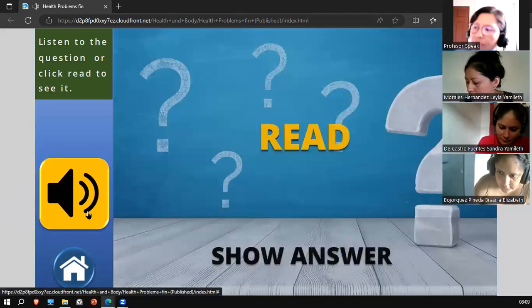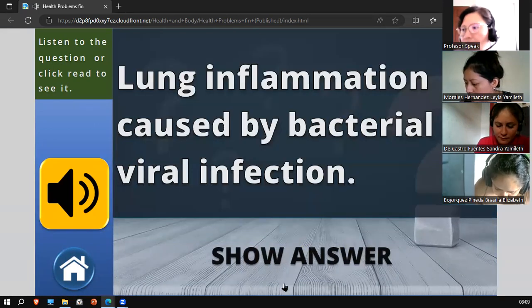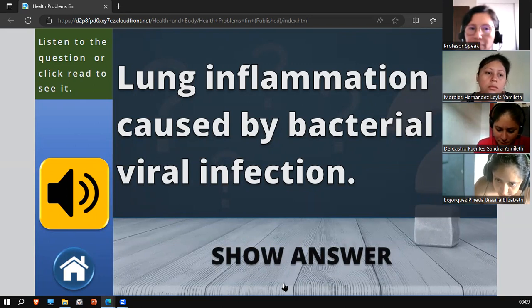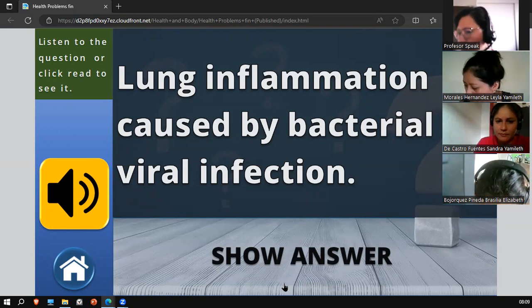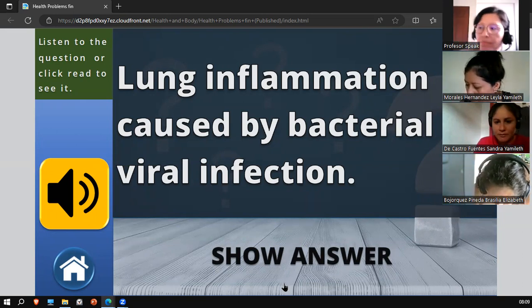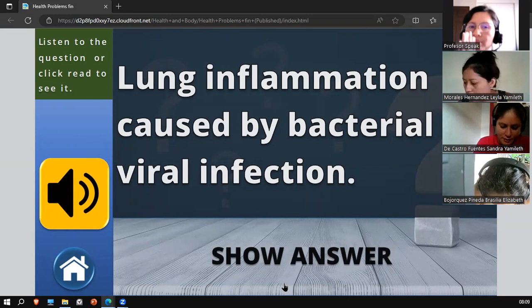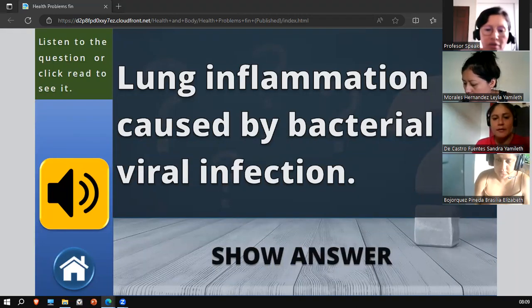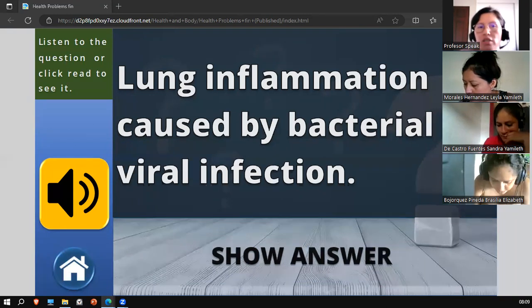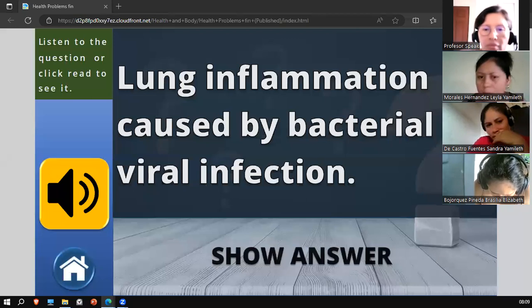Lung inflammation caused by bacterial or viral infection. What is the correct answer? Chickenpox? No, because this is lung inflammation. What is the meaning of lung? Do you remember? Swollen. No, swollen is something different. What is the meaning of lung? Measles.